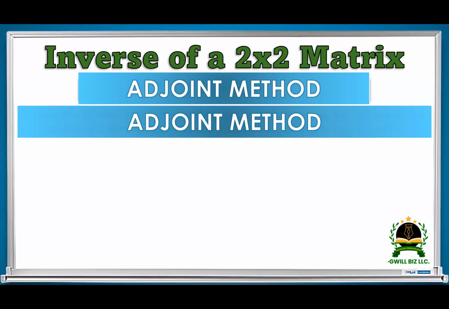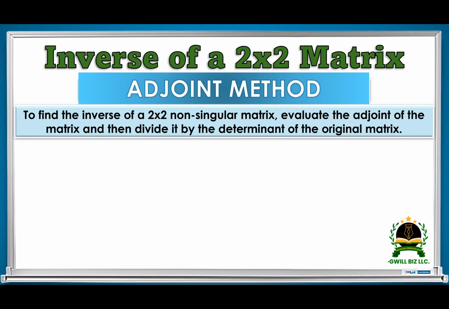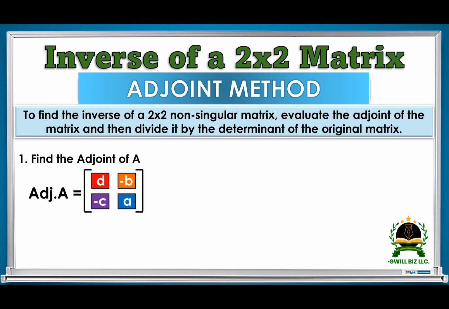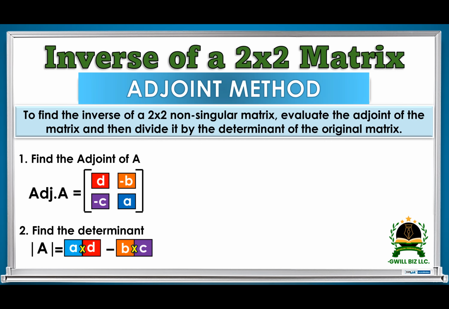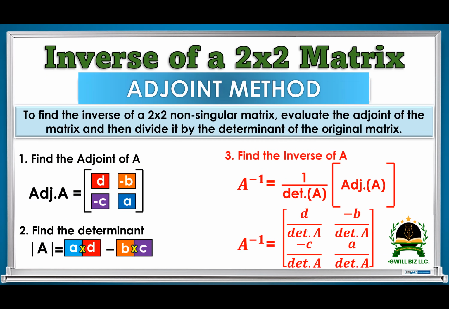To find the inverse of a 2 by 2 non-singular matrix using this method, we first have to find the adjoint of the matrix and find the determinant of that given matrix. Once we have the adjoint and the determinant in hand, we are going to find the inverse of the matrix by dividing each element in the adjoint by the determinant of the original matrix.